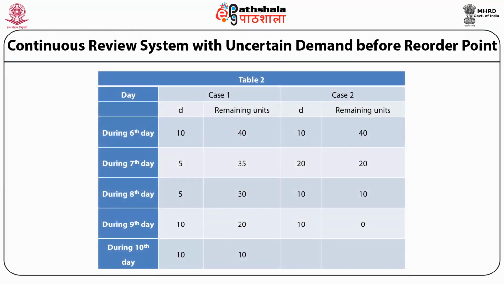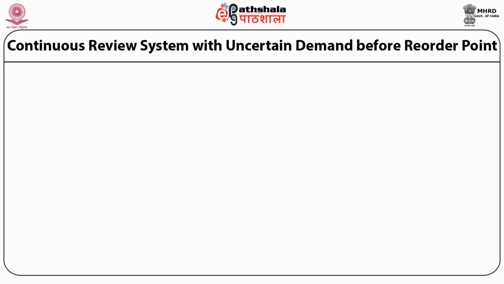The table shows day during 6th day D equal to 10, remaining units 40. During 7th day D5, remaining units 35. During 8th day D5, remaining unit 30. During 9th day D10, remaining units 20. During 10th day D10, remaining units 10. Case 2, D10, remaining units 40. D20, remaining units 20. D10, remaining units 10. D10, remaining units 0.